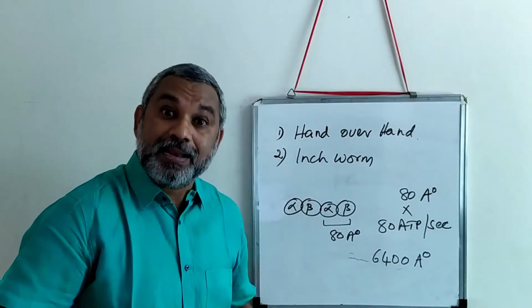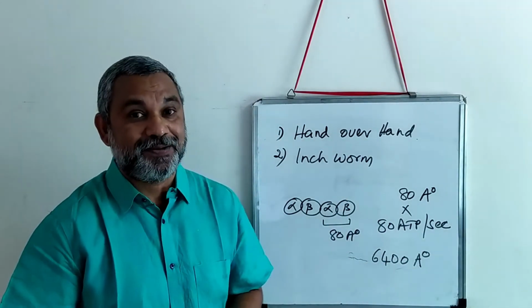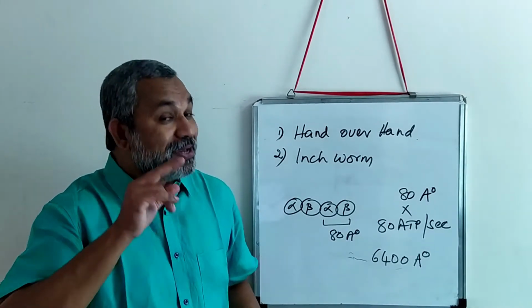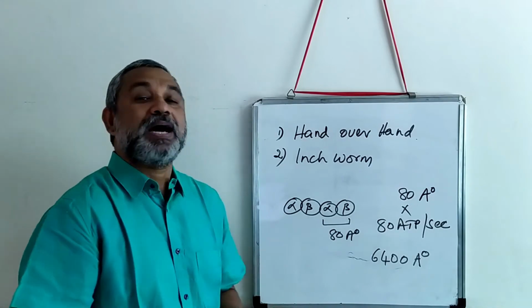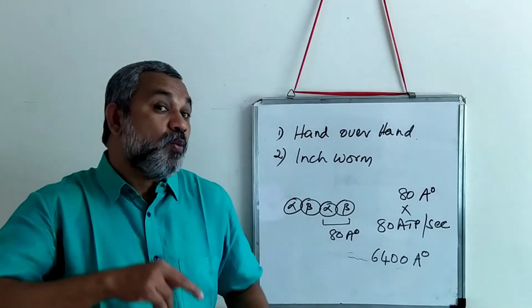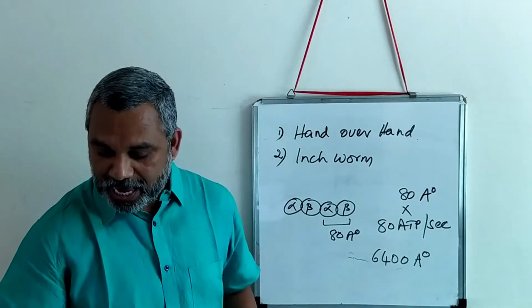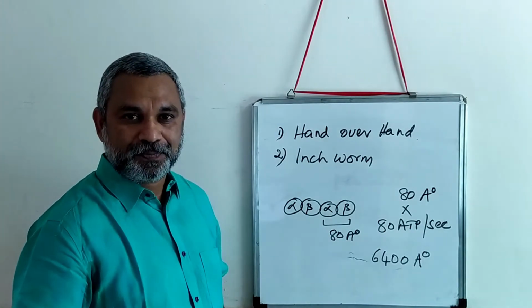That Angstrom is the distance that is covered by a kinesin molecule per minute. So this is how the hand over hand walking happens in the case of a kinesin molecule.